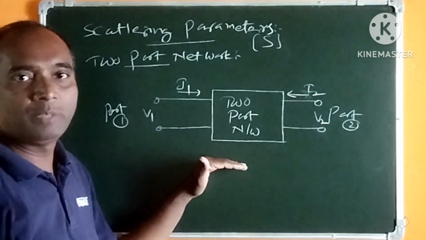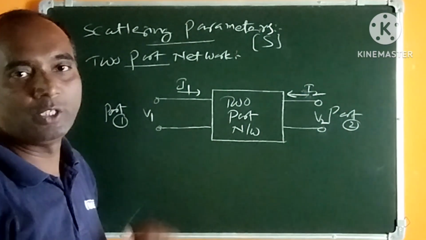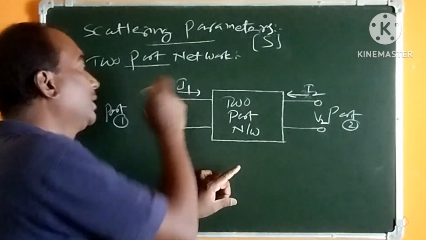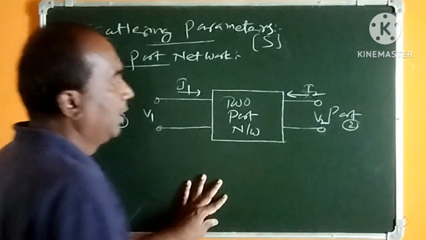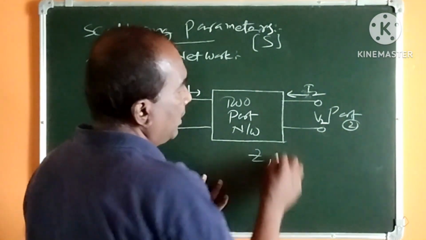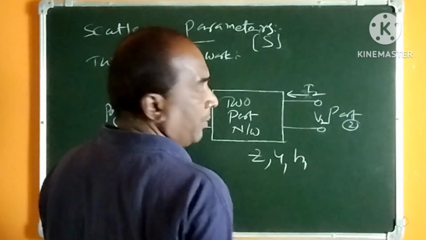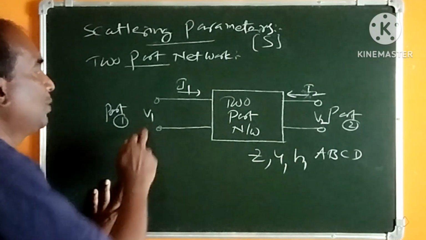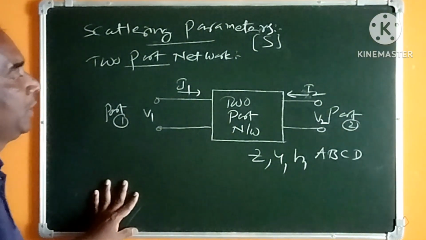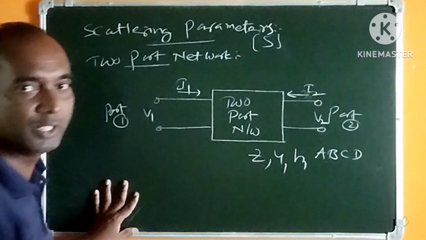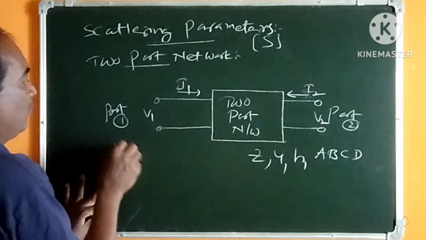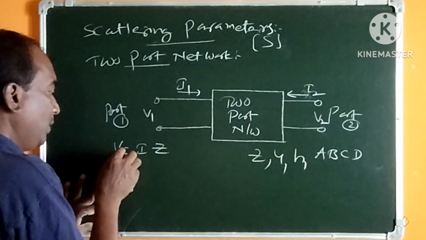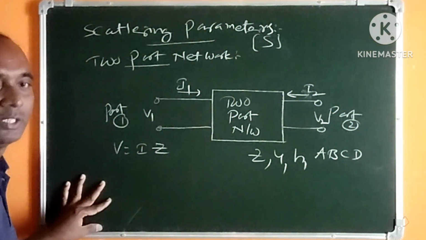The two-port network is a low frequency concept. By using this, we can find the voltages and currents using parameters like Z parameters, Y parameters, H parameters and ABCD parameters. These voltages and currents are interlinked in terms of Z, Y, H and ABCD parameters. For example, V equal to IZ, and V1 equal to I1 Z1 plus I2 Z2, etc.